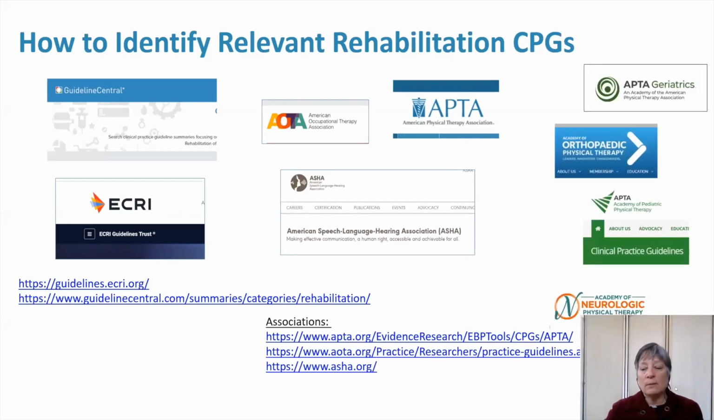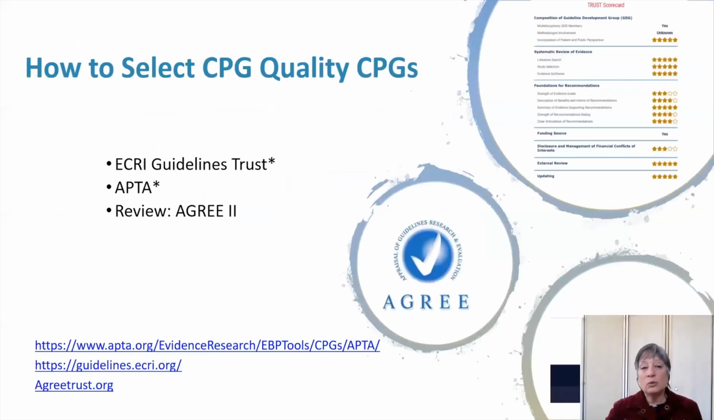In addition, particular academies or specialty organizations of the American Physical Therapy Association post their guidelines to their sites, so I've put them here as well. Those are some really good starting points for gathering relevant clinical practice guidelines that have good methods. But on to thinking about the methods. Beyond finding the relevant guidelines, how do you know which guidelines are of high quality? There are a couple of ways to do that.